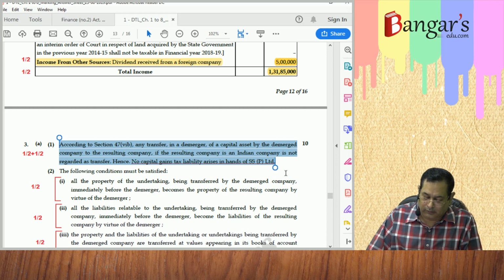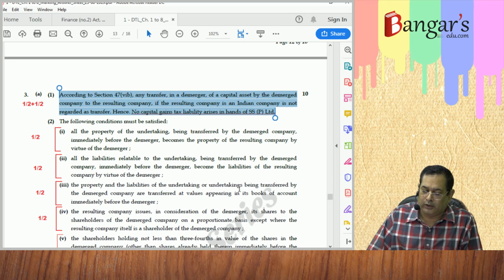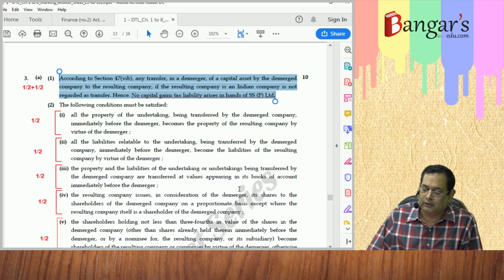State in brief the conditions which are satisfied under the Act for a demerger. So you have to write Section 2(19AA). All the properties of the undertaking of the demerged company become the property of the resulting company. All assets and liabilities relatable to the undertaking being transferred by the demerged company immediately before demerger become those of the resulting company, and properties and liabilities of the undertakings are transferred at the values appearing in the books.